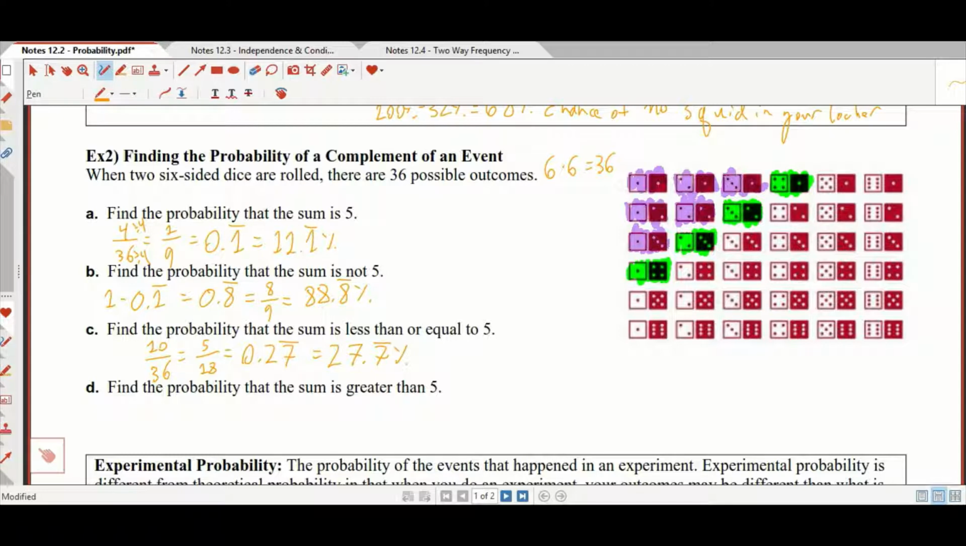Find the probability that the sum is greater than 5, which is the complement. That's the opposite. That's the probability that all this might happen, which you can see is better. But you do 1 minus 0.27 repeating, which again, I just do 1 minus 0.27777777777 till I get kind of bored. And then I take that away from 1 and I get 0.72 repeating.